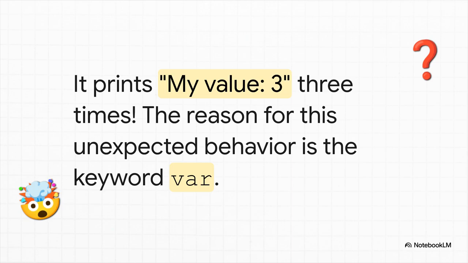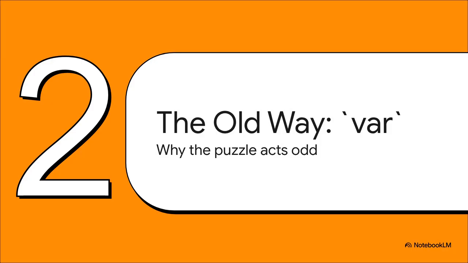Yeah, here's the surprising answer. It actually prints the value 3 three times in a row. So what in the world is going on here? This is the mystery we're going to solve. And the culprit, believe it or not, is that little 3-letter keyword var. All right, let's get into the old way of doing things.